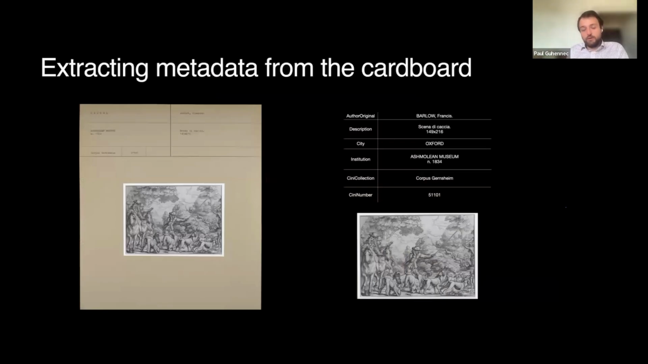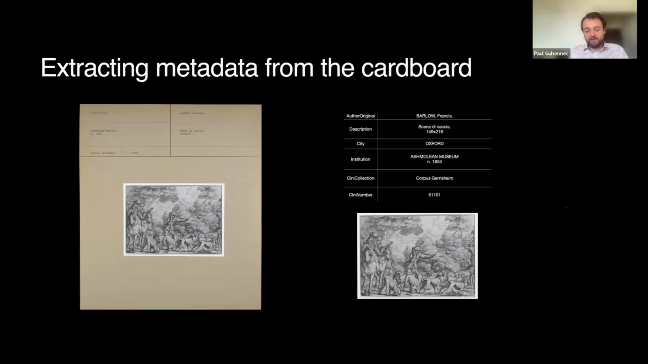So what we have done, using the techniques that will be the subject of this series of workshops, is train AIs to separate this initial scan, which you see on the left, between the visual components, the artwork, which you see on the bottom right, and some form of metadata, which you see on the top right, separating between the author, the description, the city, institutions, etc.